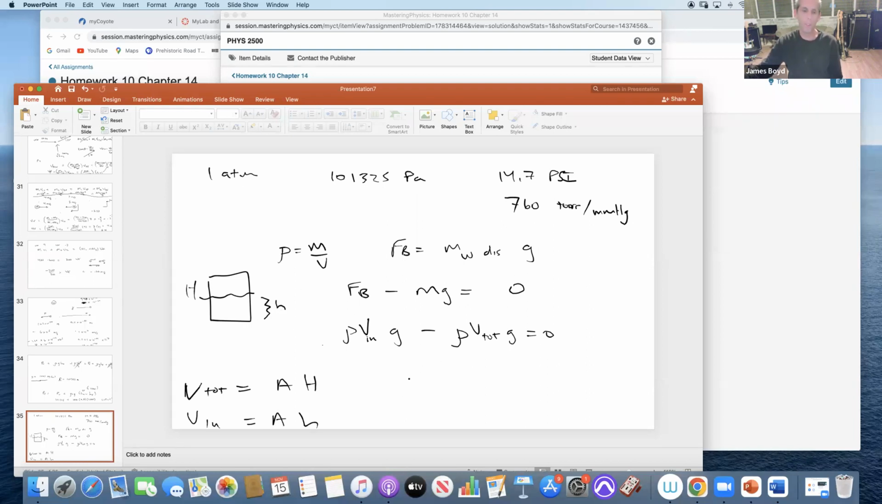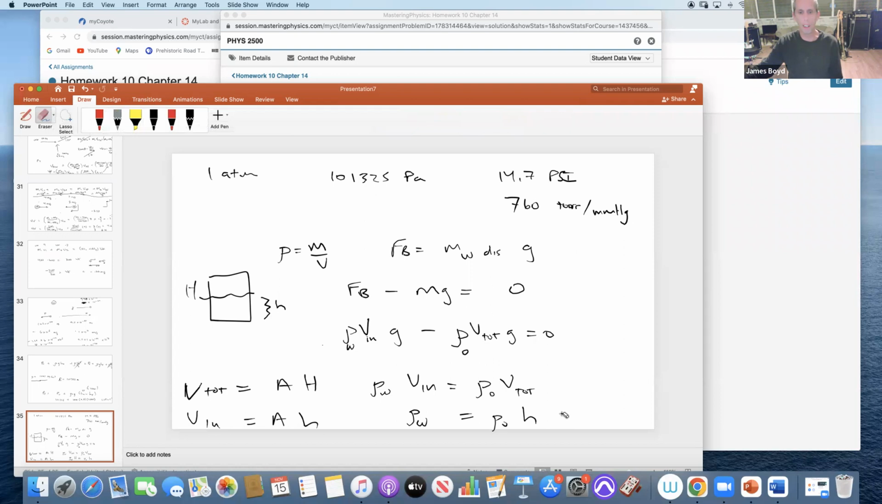We move this over, what we get is V in, and this is of the water, and this is of the object. So we get the density of the water or fluid times V in is equal to the density of the object times V total, or the A's cancel, and what we get is density of water times H is density of the object times little h. Did I do that backwards? Yeah, I did that backwards. I'm trying to go fast because I have other stuff to do now.